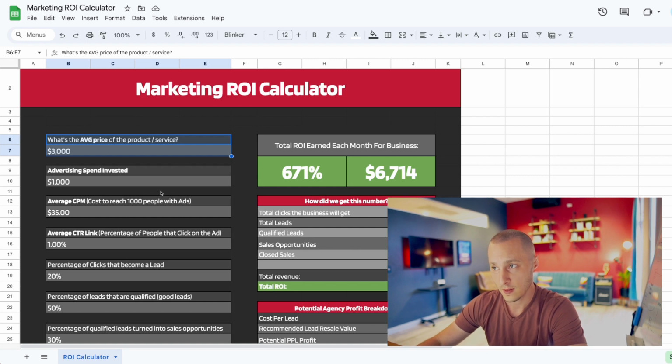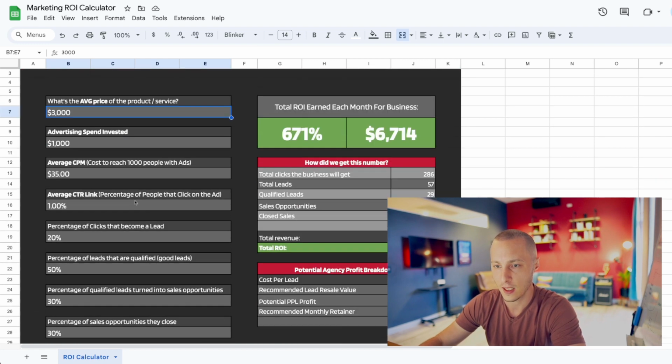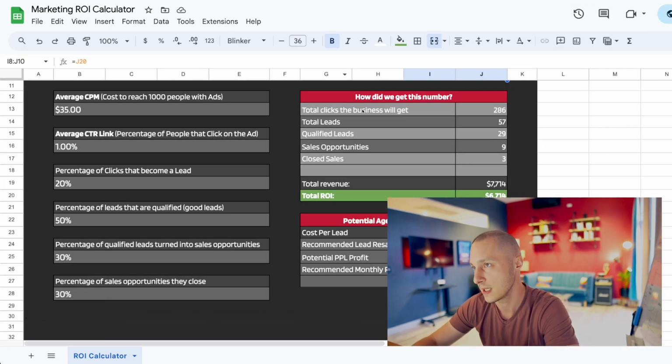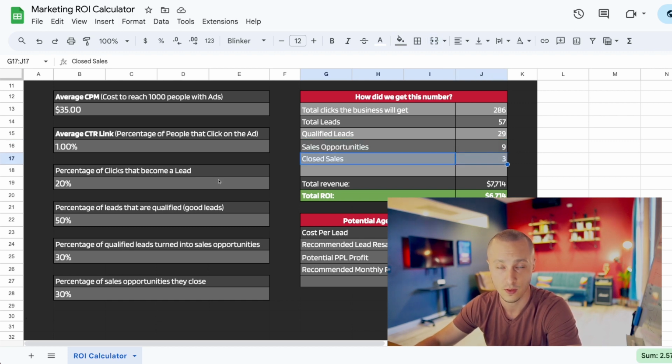If all of these numbers are like this, then if we're selling something for $3K and we've spent $1,000 in ads and all these numbers are consistent, we will make back 6.7K. Let me zoom in a little bit here so you can see how it breaks down. It says total clicks that the business will get: 286 clicks if we spend $1,000. They'll get 57 leads as a result, 29 of them will be good qualified leads, 9 will actually become sales opportunities, and they'll make 3 sales as a result.